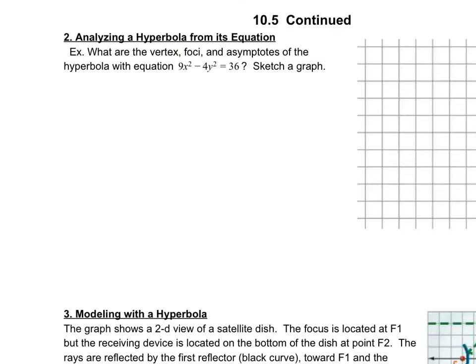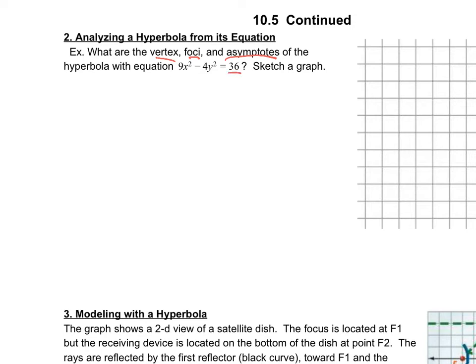All right, so looking at and analyzing a hyperbola from its equation, it wants to know what are my vertices, my foci, and the asymptotes of the hyperbola with the equation 9x squared minus 4y squared equals 36. My standard form of the equation is the most important thing, though. We want to get it into the equals 1.